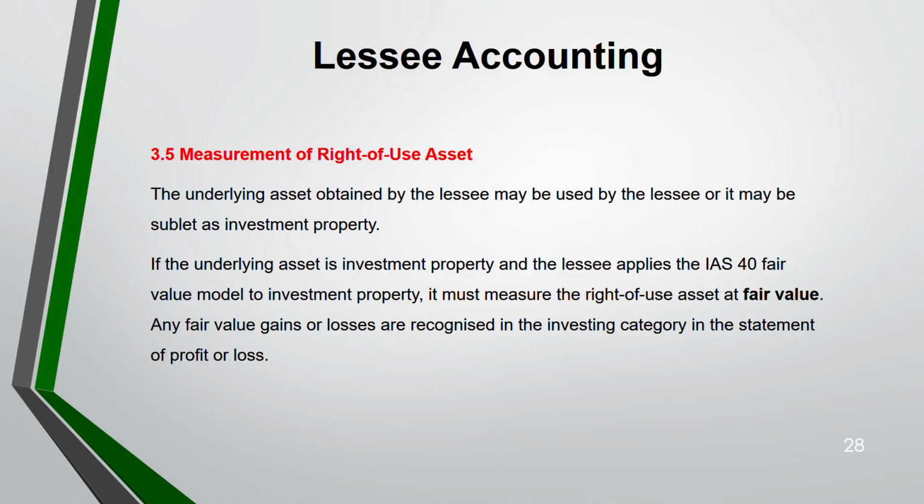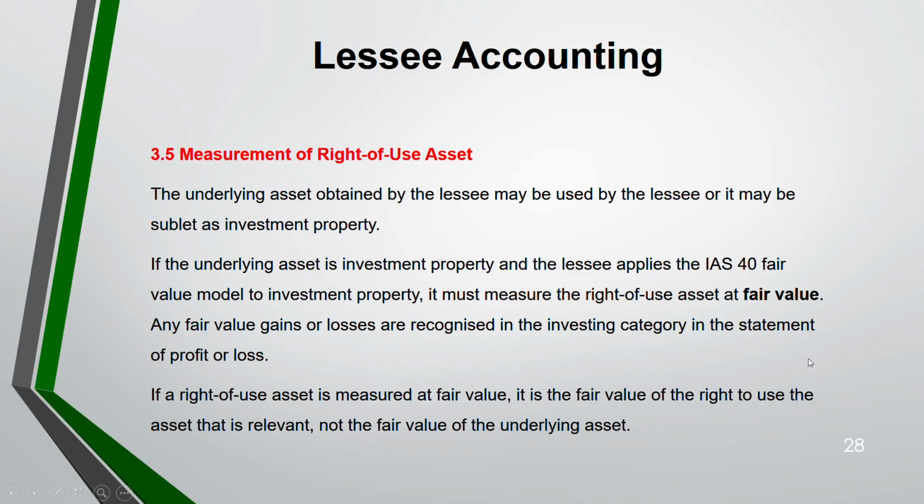Then you have to measure your right of use asset at fair value and any gain or loss. Of course, if it's fair value, you will be having gain or loss at the end of the reporting period, because at the end of each year, your fair value might either go up or down. That's a gain or loss. So that fair value gain or loss will be recognized in the investing category, because it's an investment property. Investing category in your statement of profit or loss. Anything to do with investment property will go in the investing category. It doesn't come in the operating category.